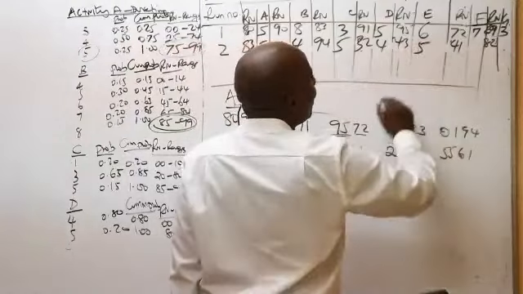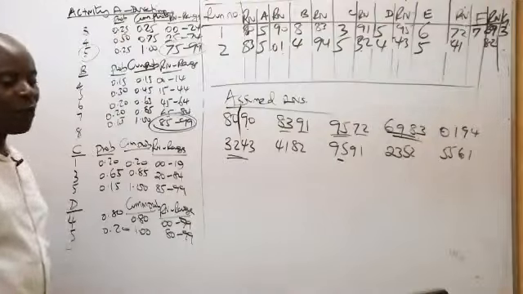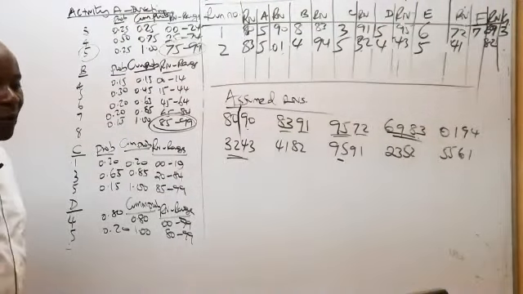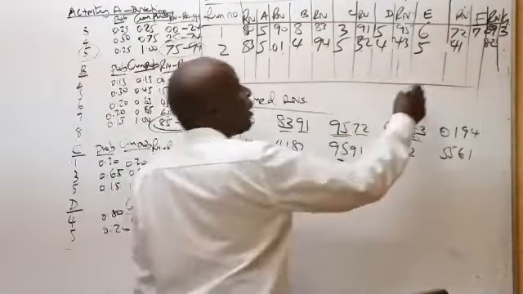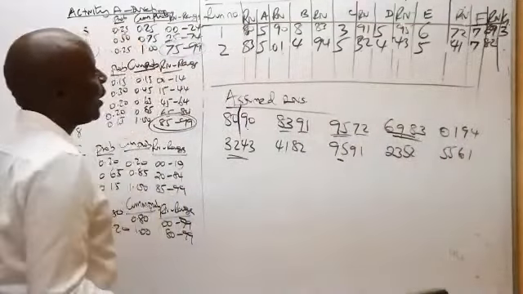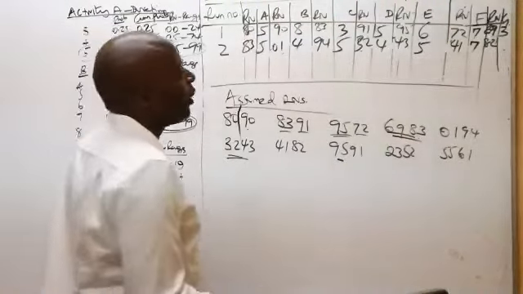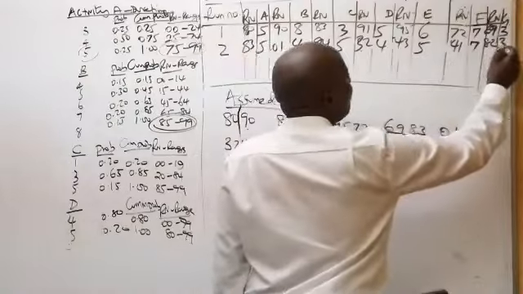How about, ladies and gentlemen, 41 for F? 41 for F, they say it is 7. Lastly, we have 82 for G. 82 for G, they say it is 3.